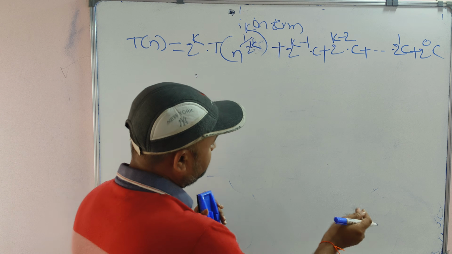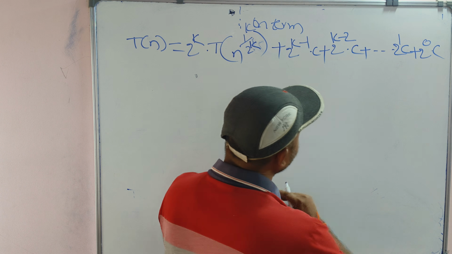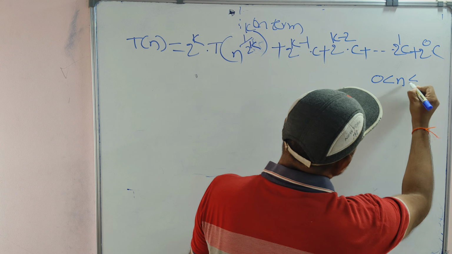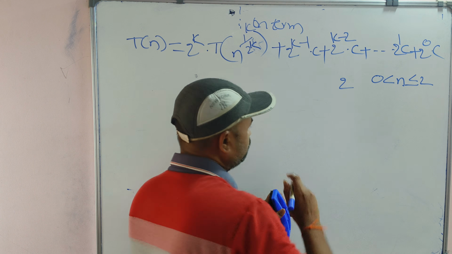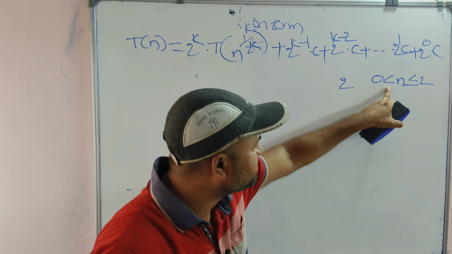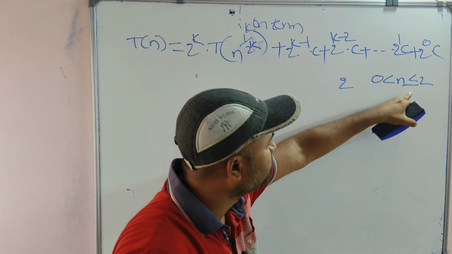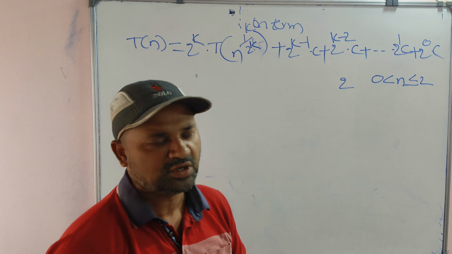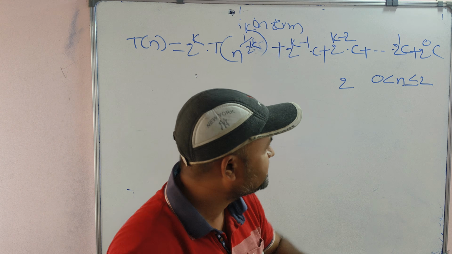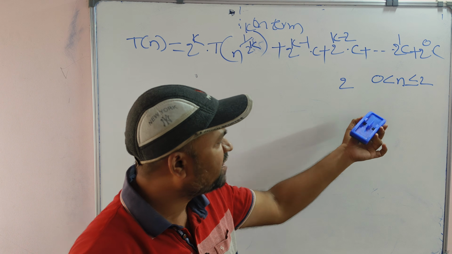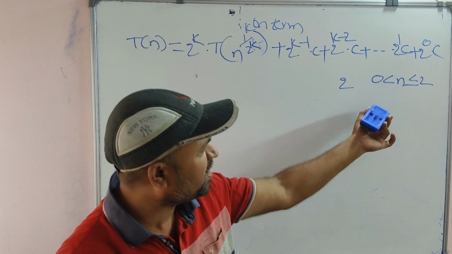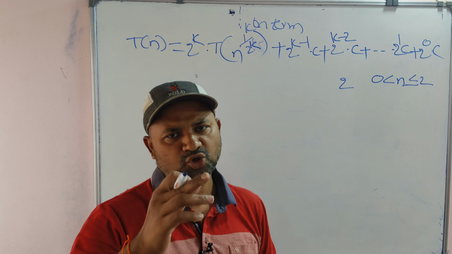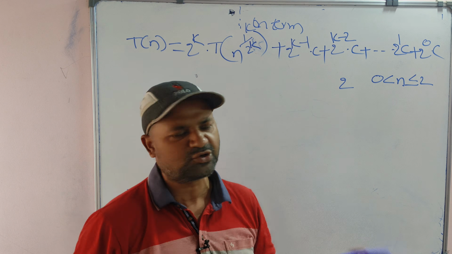If you see the problem, the base condition is given. The base condition is if n is between 0 to 2, then the result is 2. So n is greater than 0 and less than or equal to 2, which means the n value may be 1 or 2. Because 1 is greater than 0 and less than 2, and 2 is greater than 0 and equal to 2.